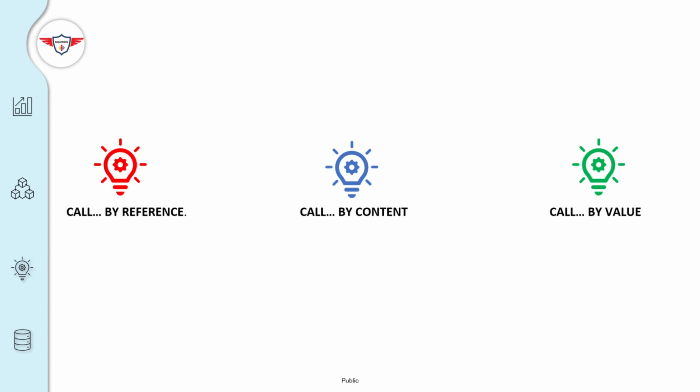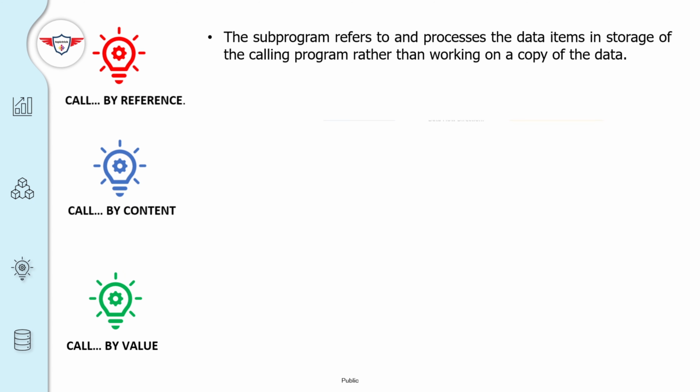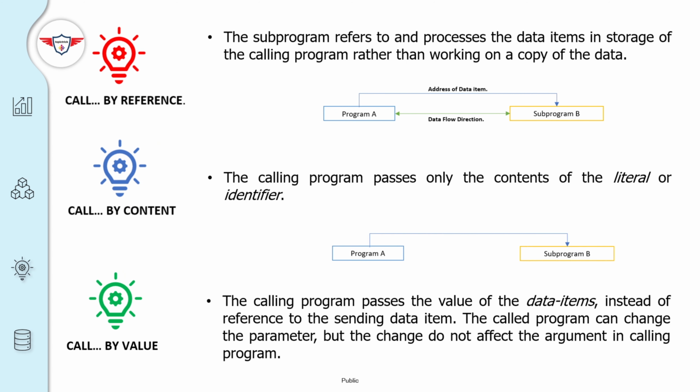The first one is call by reference. When the data is passed by reference, the address of the data item is supplied to the called subprogram. So any change made to the data item in the subprogram is also made to the data item in the main program, because both items refer to the same memory location. If you look at the flow diagram, program A, which is the main program, is calling the subprogram, that is program B, and it is passing the address of the data item. Therefore, program A and program B are accessing the same memory location.